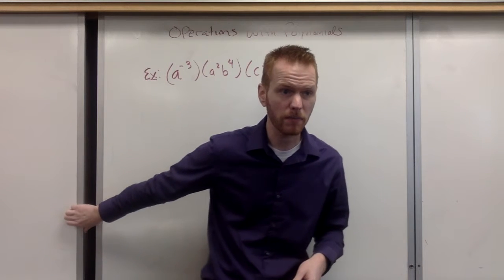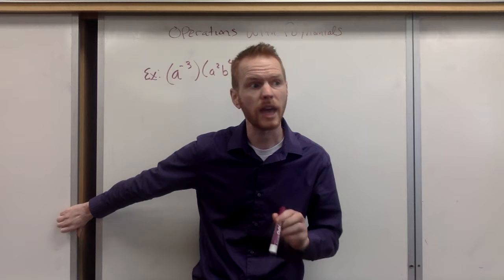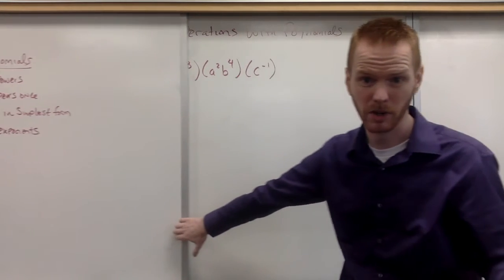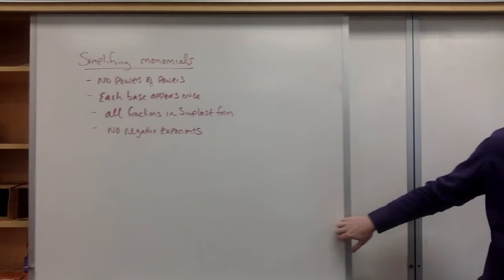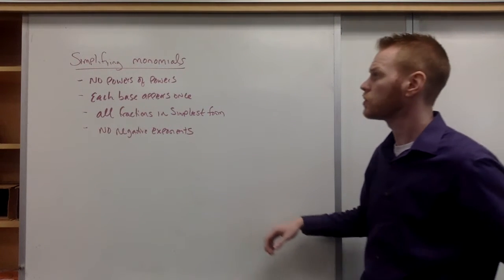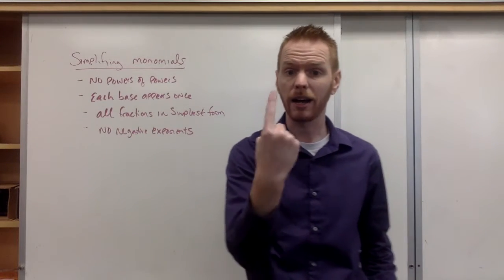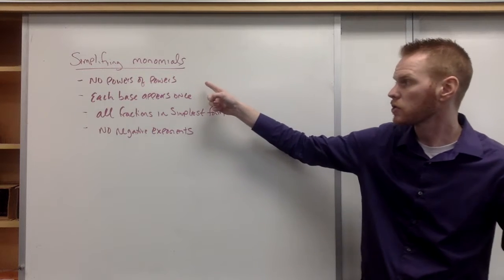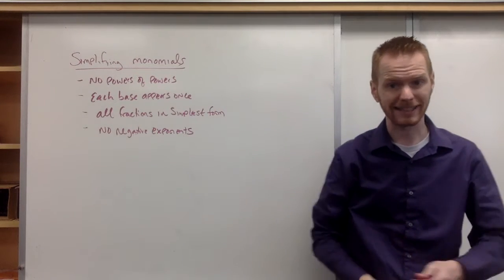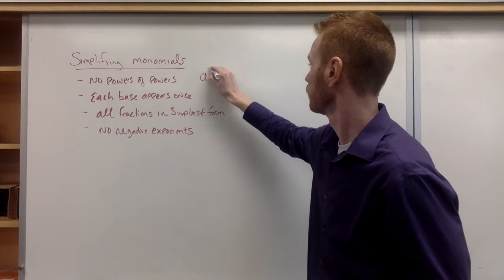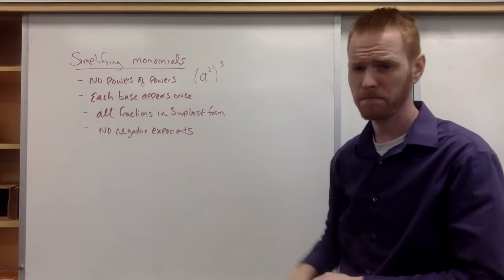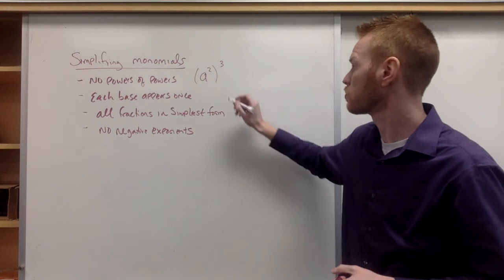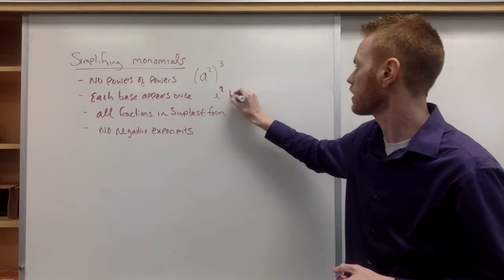First things first. When we're using operations with polynomials, there are some things we have to work on before we get to the actual polynomial part, okay? Let's talk about monomials real quick. To simplify a monomial, and we're talking about one term, mono, right? When you're simplifying, you got to make sure there's no powers of power. If you see something like that, you should simplify it. Each base appears once.